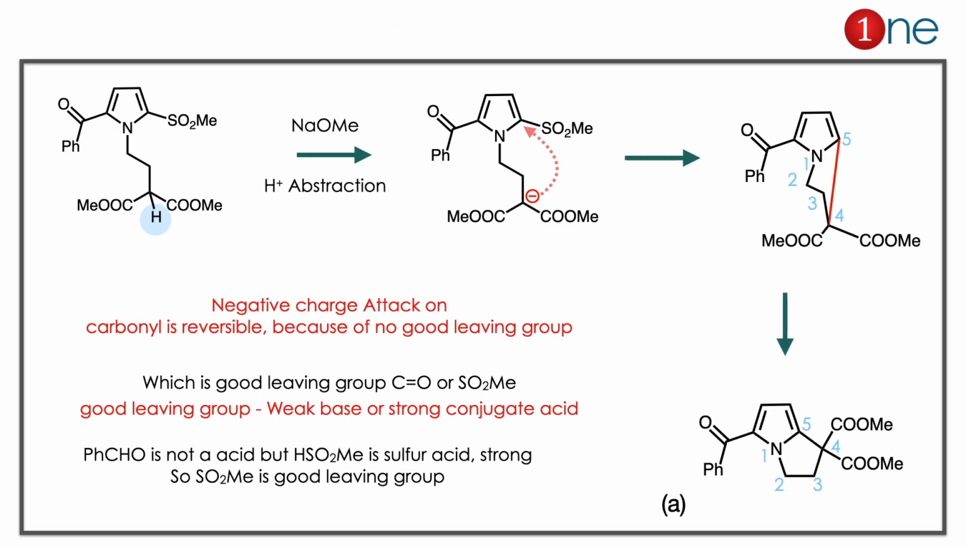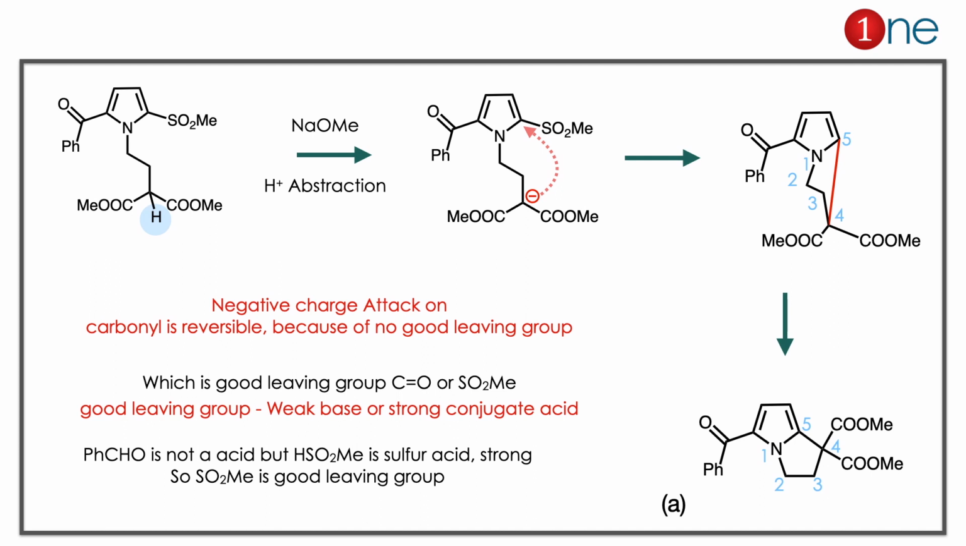In this reaction, the first step will be very easy because you are using the base to abstract the proton, so you have the anion. Now the question is where the anion attacks. The anion cannot attack the carbonyl carbon because there is no good leaving group, so the reaction will be reversible. But on the SO2Me side it is possible.